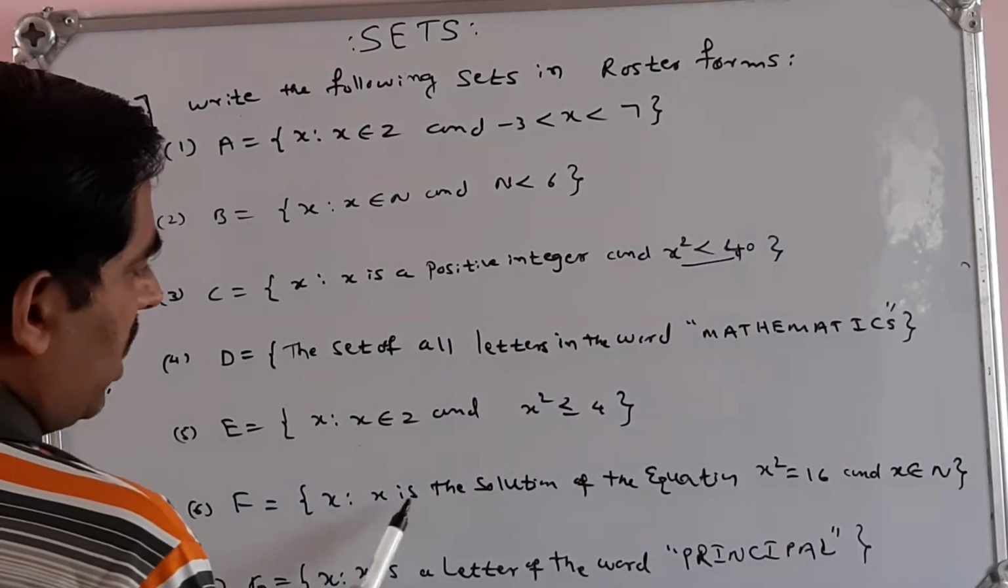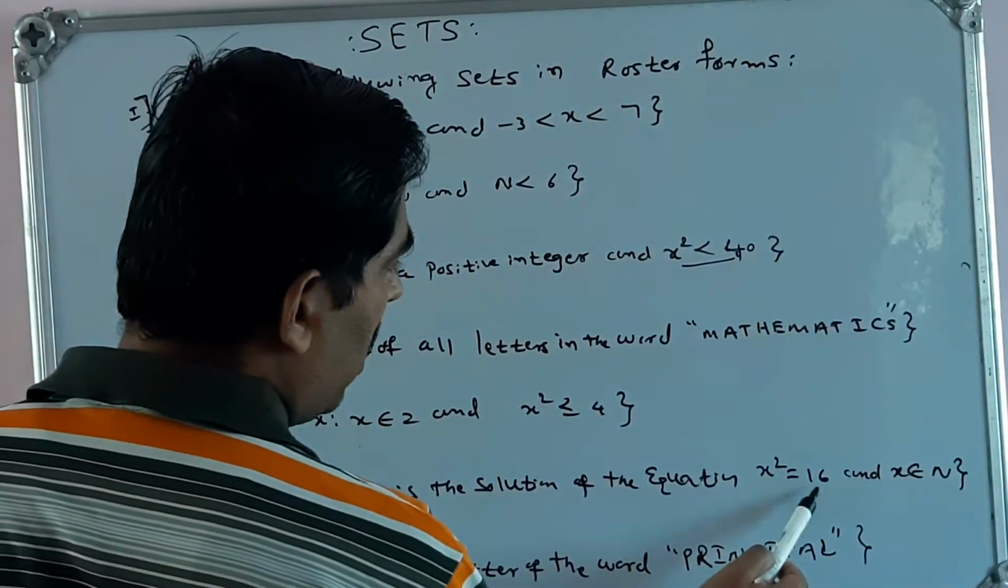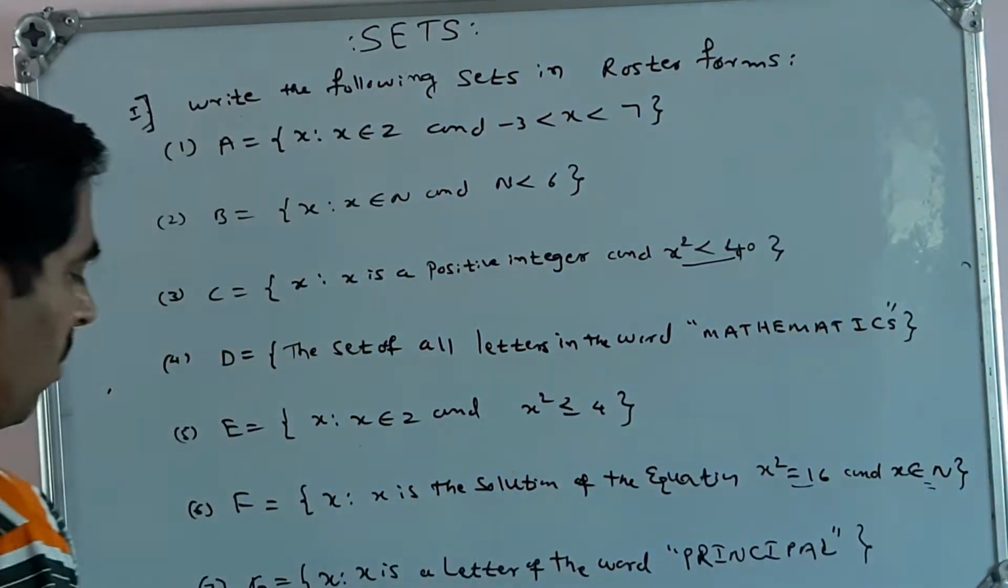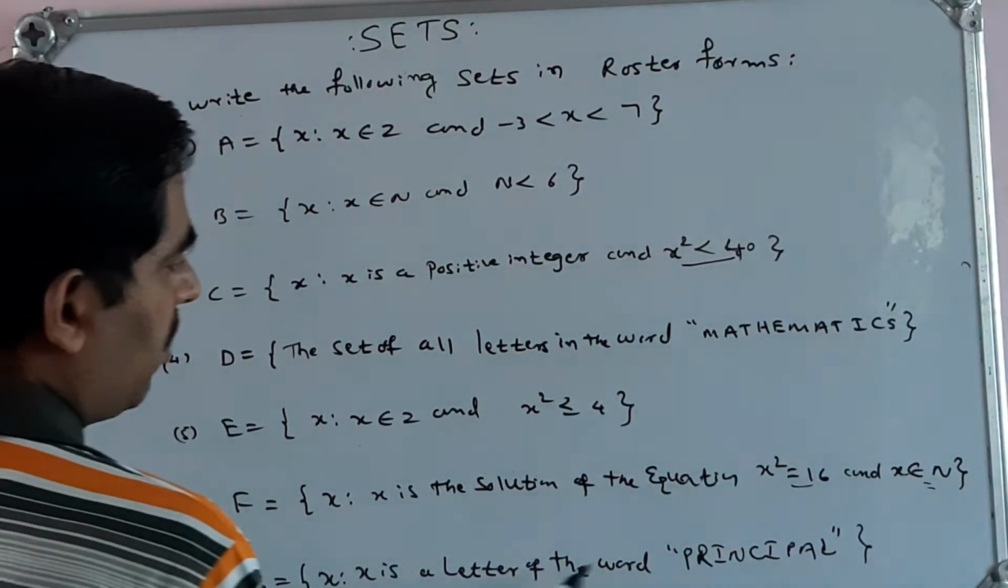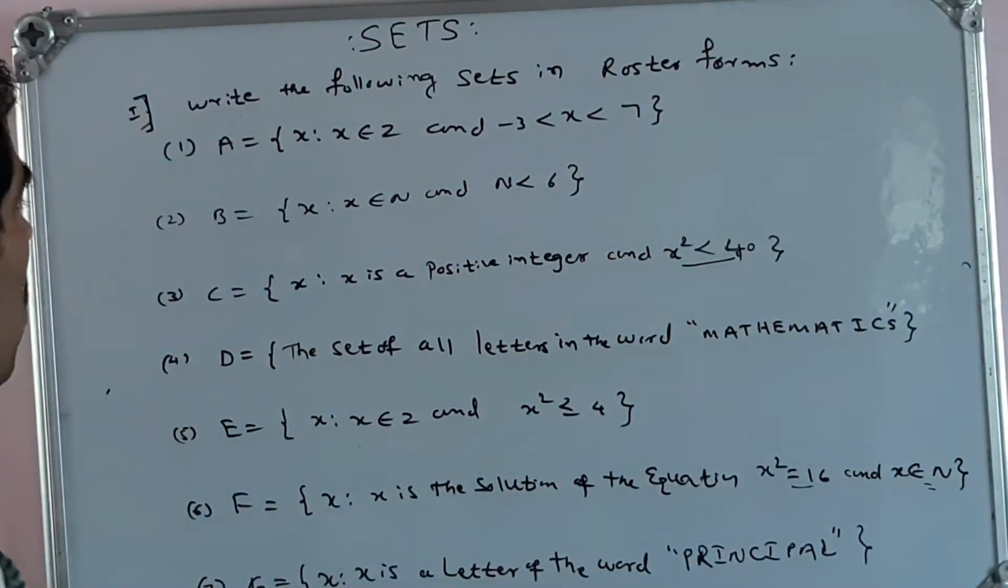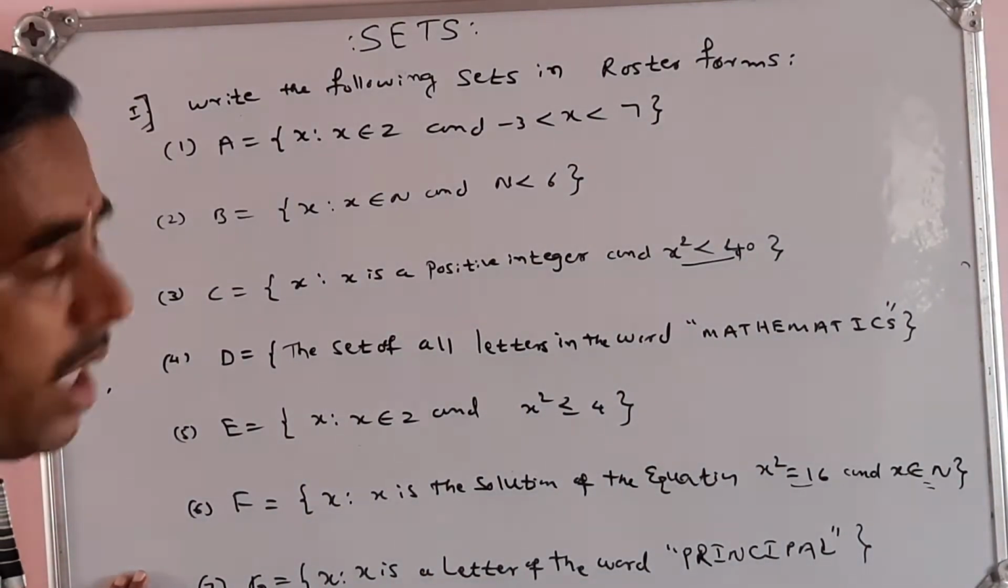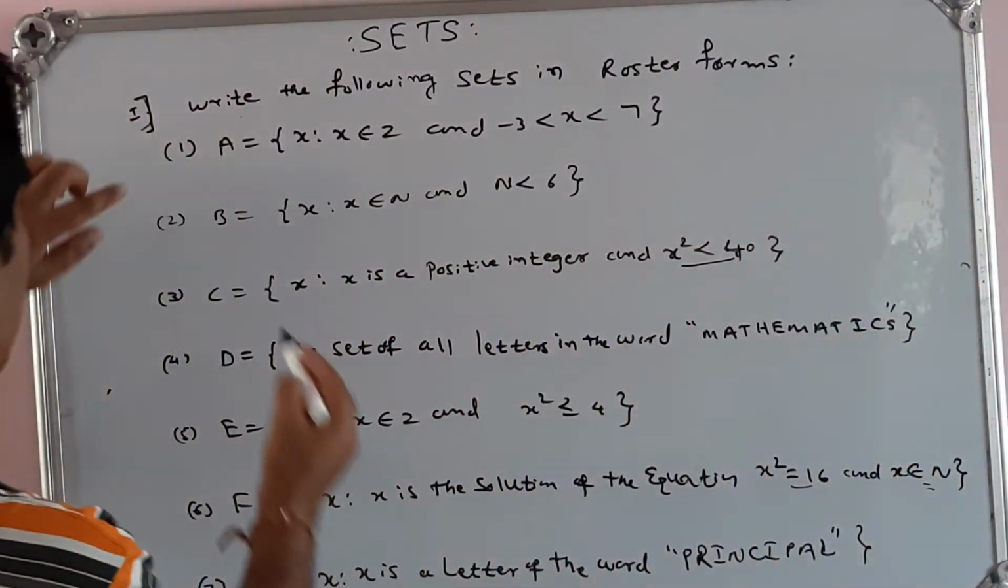Then F, x such that x is the solution of the equation x square is equal to 16 and x belongs to natural number. That means x is a natural number. Then G, x such that x is a letter of the word principal. Okay, so once again I am repeating, all these examples have been given in rule method. We have to convert them into roster form. So let us consider one by one.